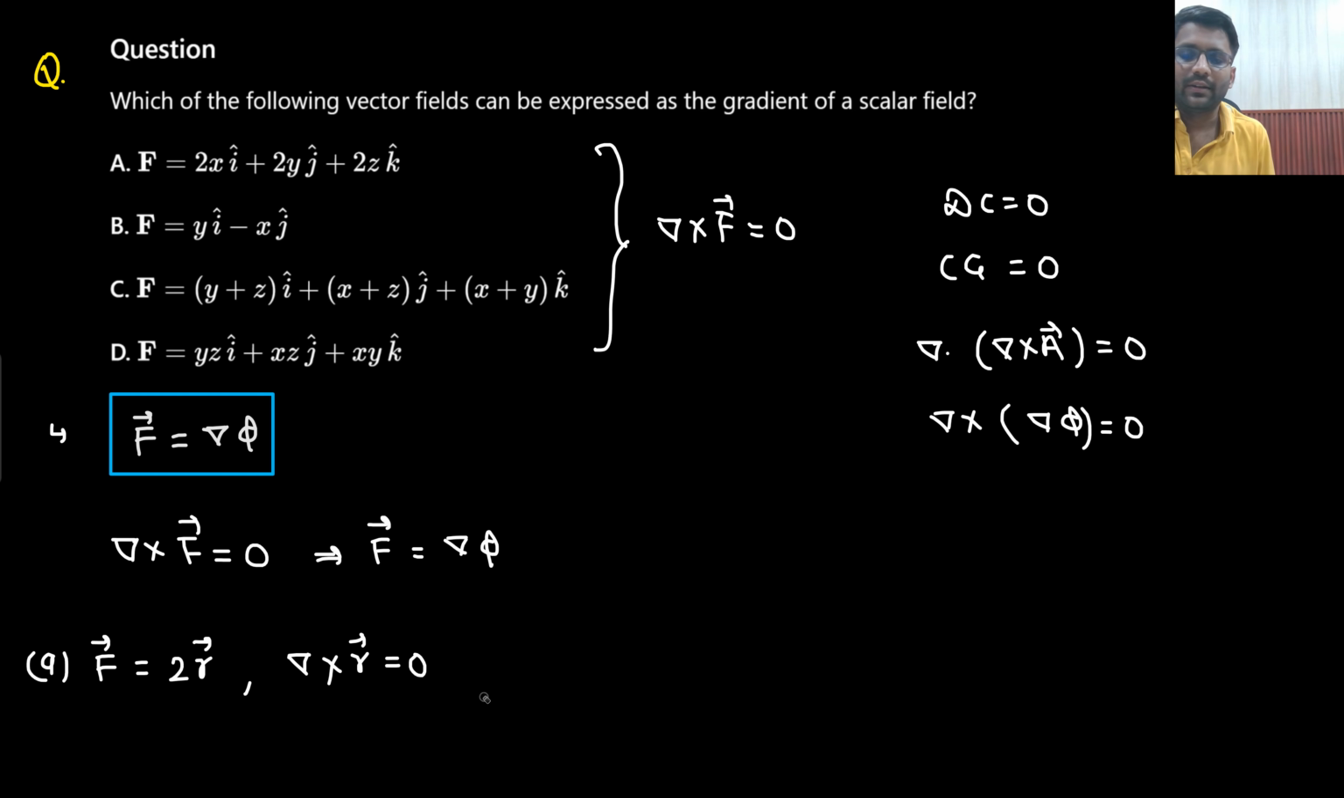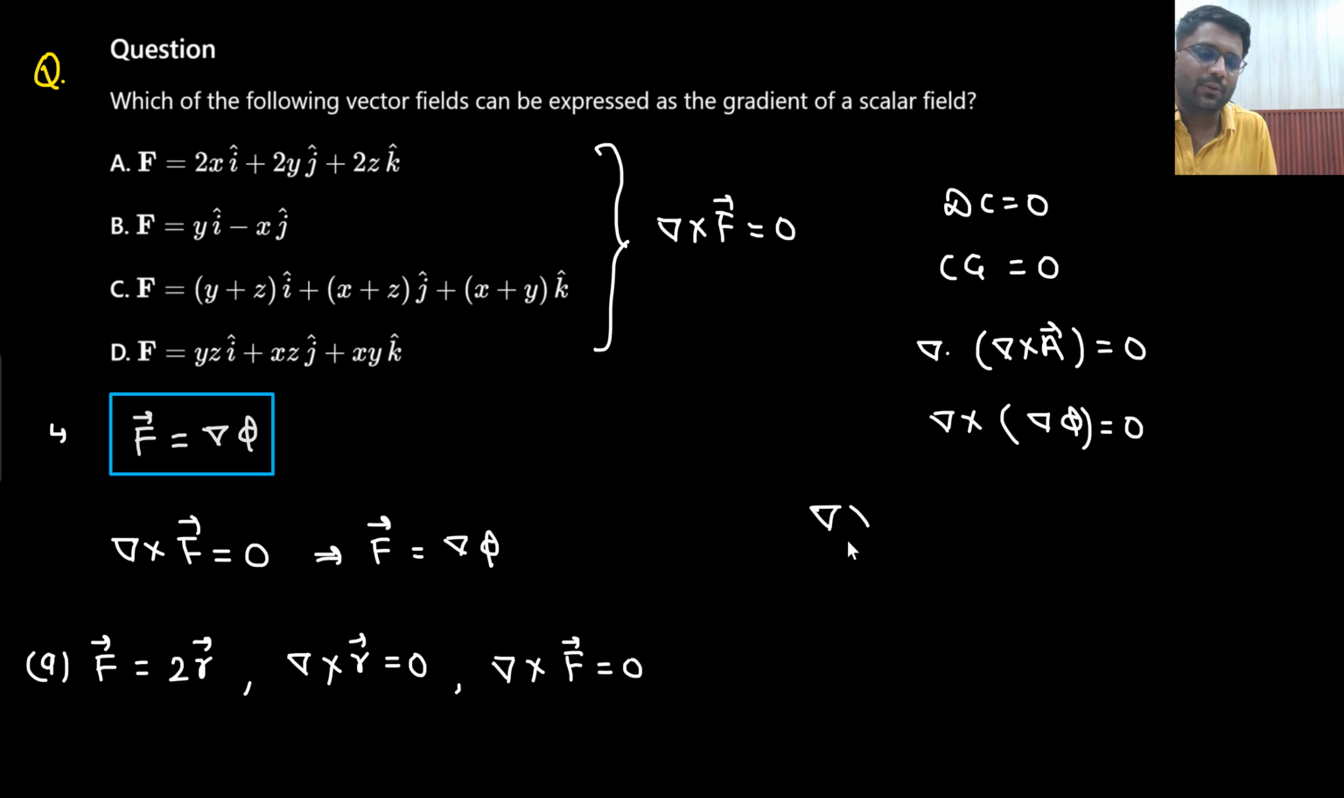Although that is not the proper way to justify it, it will come out to be 0 only. So you calculate del cross f for the first one, and you would see that del cross f also comes out to be 0. You can calculate it.